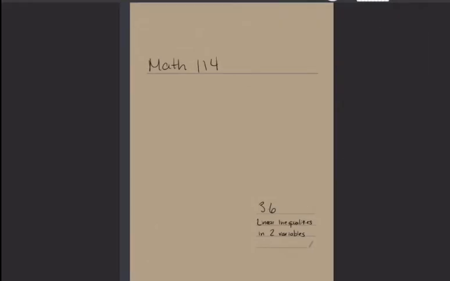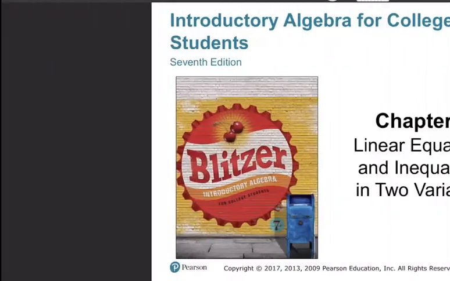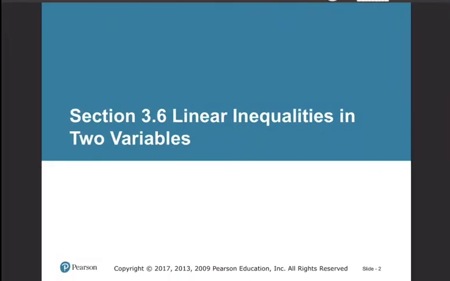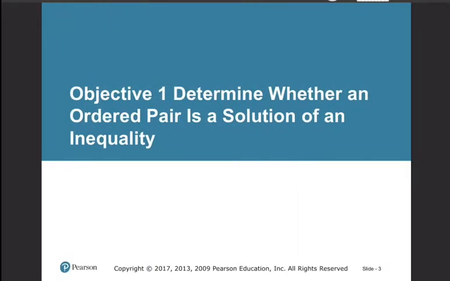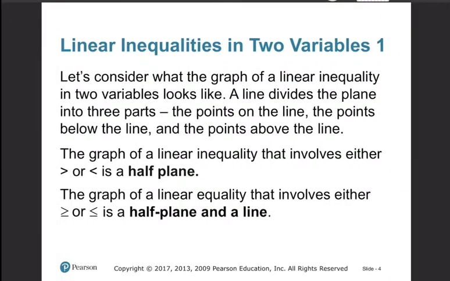Hello, we're going to be doing Math 114, 3.6, and continue with linear inequalities in two variables. Okay? So, our first objective is to determine whether an ordered pair is a solution of an inequality. But before we have to do that, we have to understand what that inequality means.